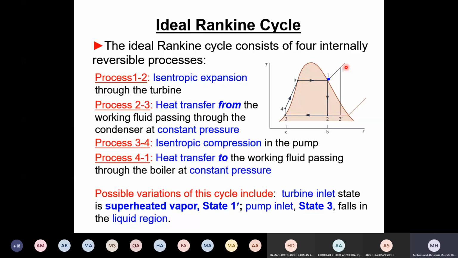Of course, there are some possible variations, where the steam may be superheated, so it will be 1 dash, and then 2 dash will be here. So this is normally the cycle here. In an actual cycle, it goes like that: 3, 4, 1 prime, 2 prime, then 3 and 4. So this is a cycle in the simple power plant.